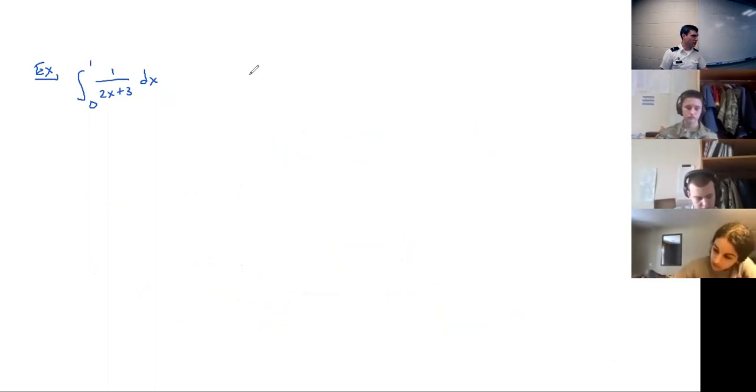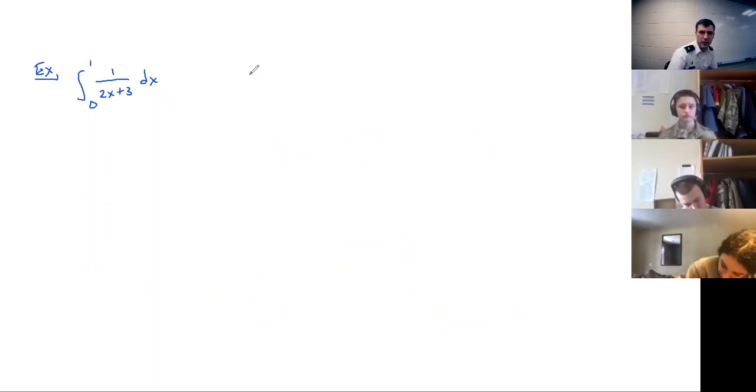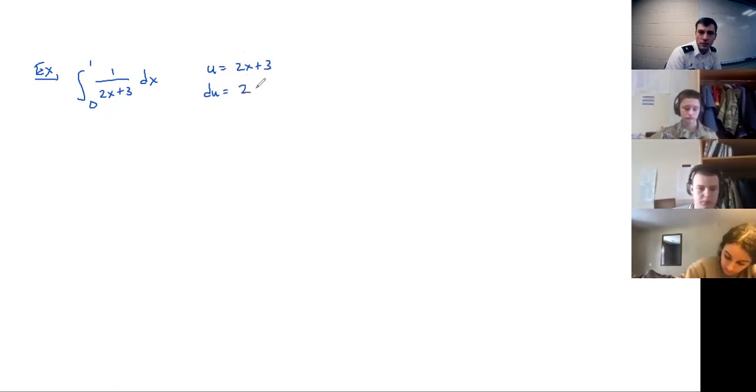Okay, so a suggestion for what I can use for my substitution here. Not a whole lot of choices to choose from. So u is equal to 2x plus 3. That makes du equal to what? Close to dx. There we go.